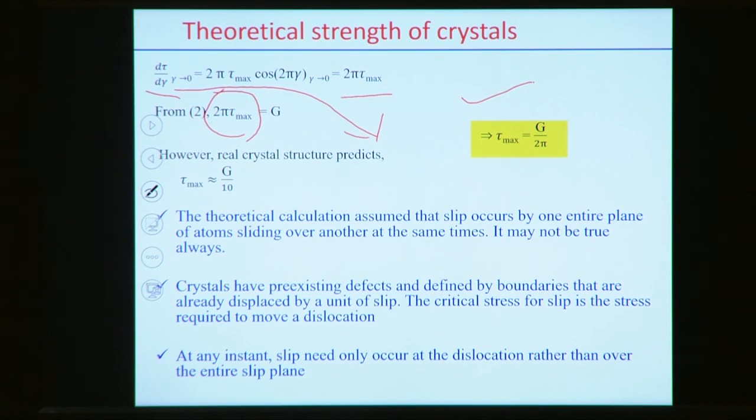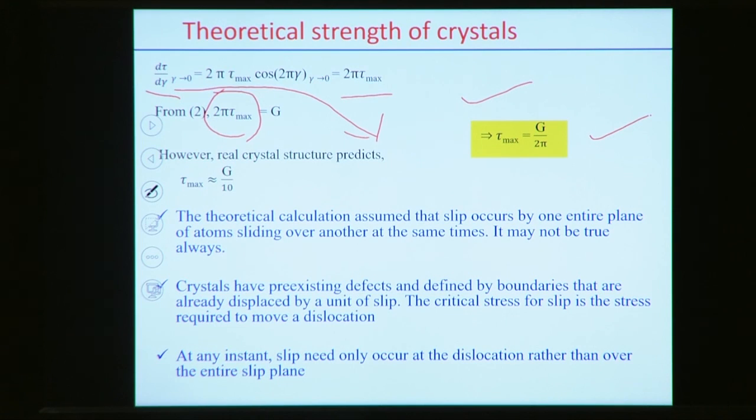But this is a theoretical prediction of the maximum shear stress value. If we consider the application of shear stress and one plane of atoms is completely displaced, then the theoretical prediction tells the maximum shear stress required in this case equals this term. It exactly depends on the shear modulus. But for real crystals, through experiments, it is observed that the maximum shear stress value is actually about G by 10 for most crystals. So there is a mismatch between the theoretical prediction and the experimental values.